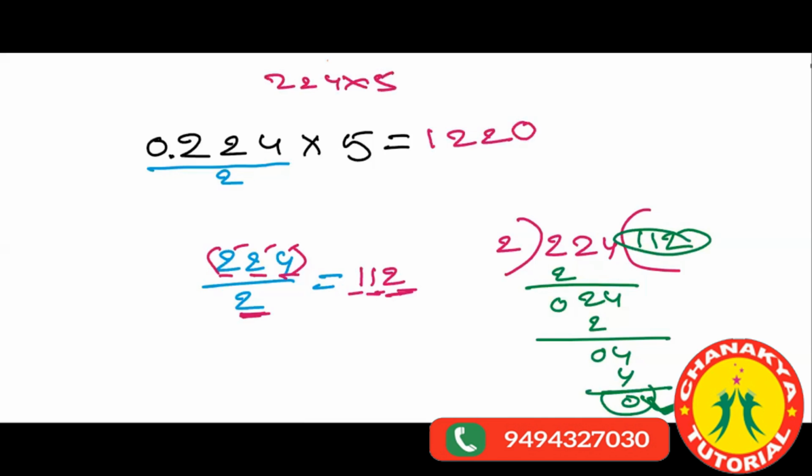But here the question is not 24 into 5. It is 0.24 into 5. So the decimal point is after 3 digits. We have to keep the same decimal after 3 digits, after 1, 2, 3. So the answer is 1.220. Okay.